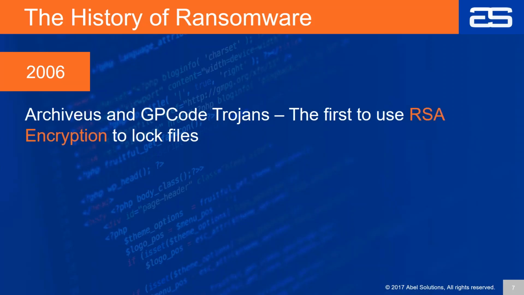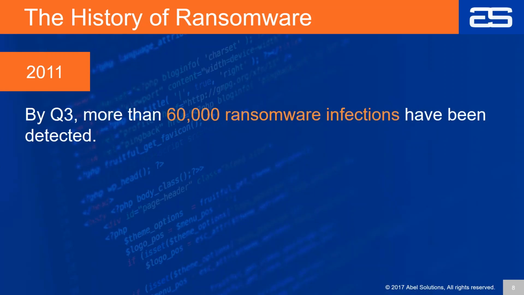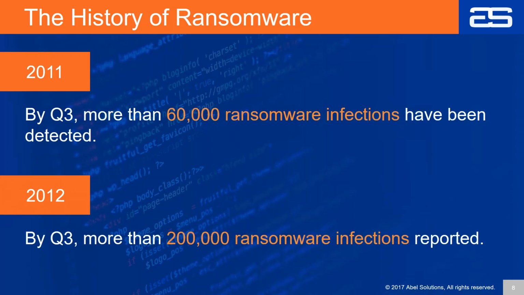In 2006, we saw the Archivus and GPCode Trojans. These are noteworthy because these were the first to use RSA encryption to lock files, which is something that has continued on today. By quarter 3 in 2011, we had seen more than 60,000 ransomware infections at that point. By 2012, that number had jumped to over 200,000.